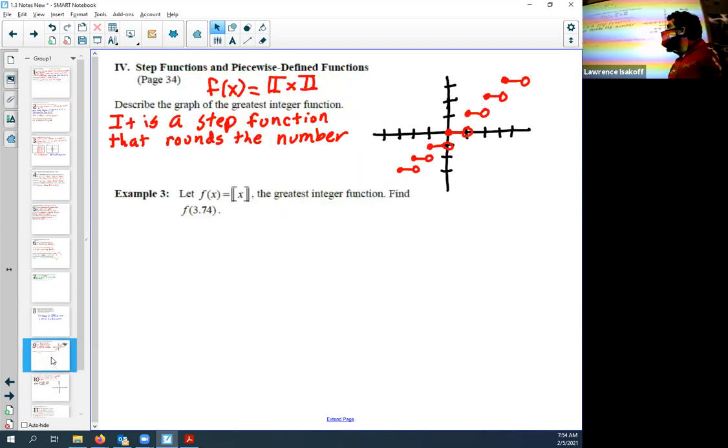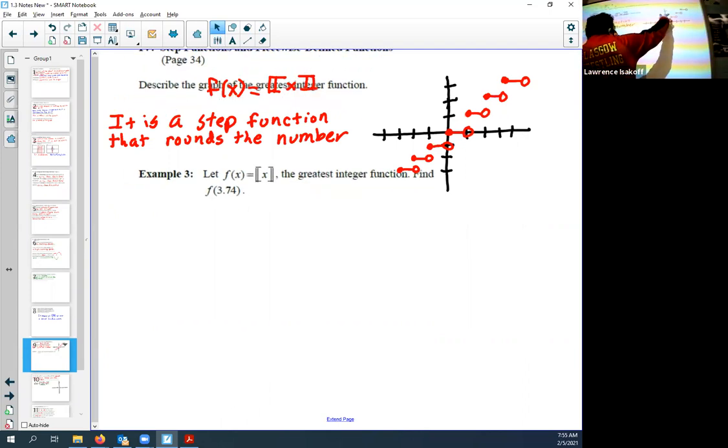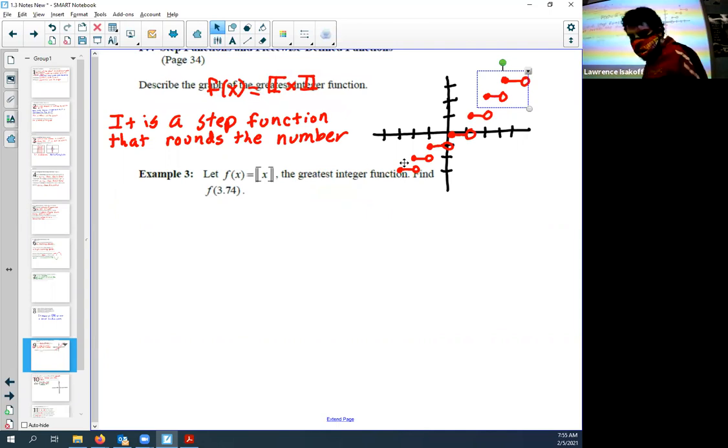Okay, a step function. It's sort of like a piecewise function. It's what we're going to use to introduce piecewise functions a little more. So a step function rounds a number up. This is the greatest integer function. So each of these is getting rounded up. If I'm at like 1.1, that gets rounded up to 2 and so forth. We call it a step function because it looks like steps.